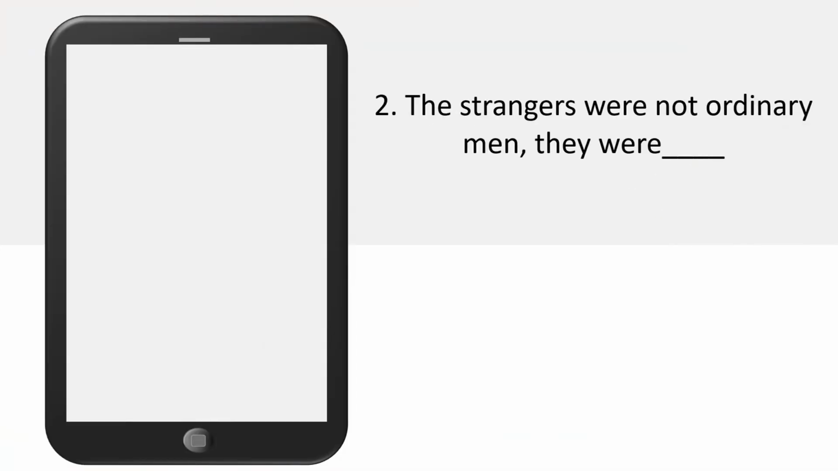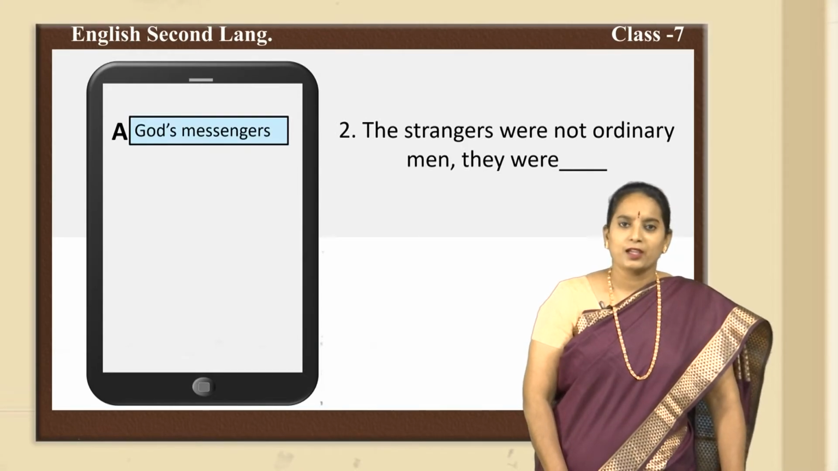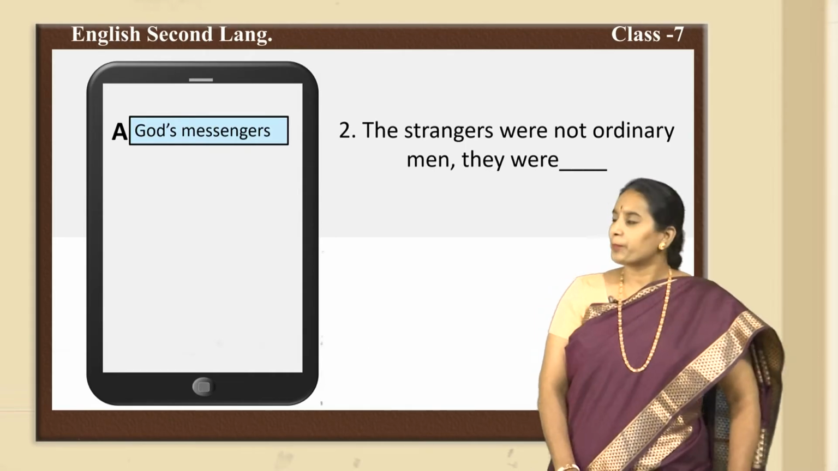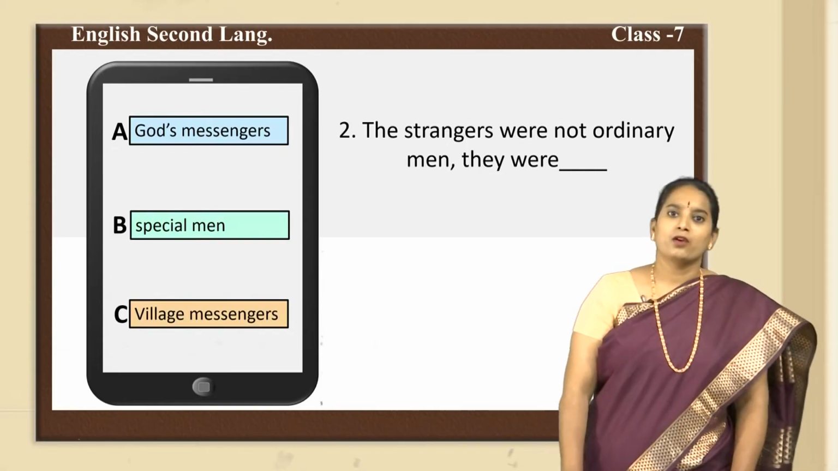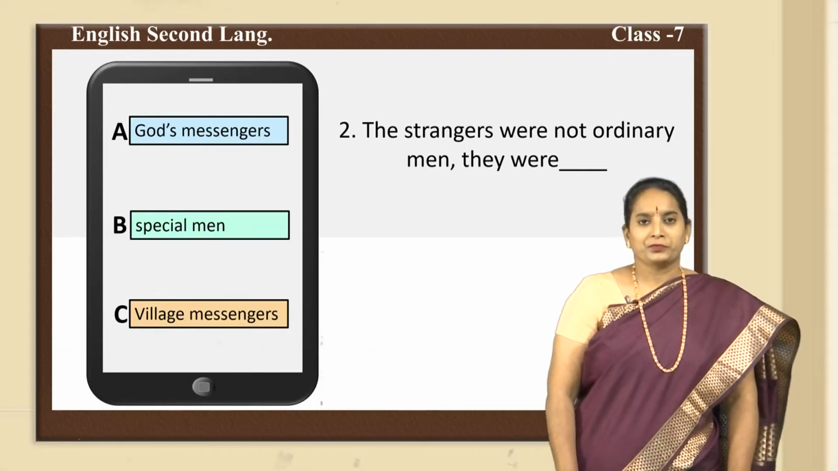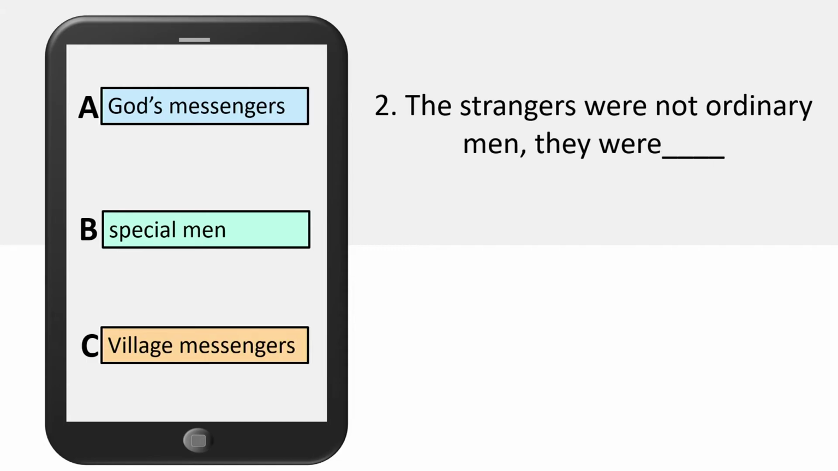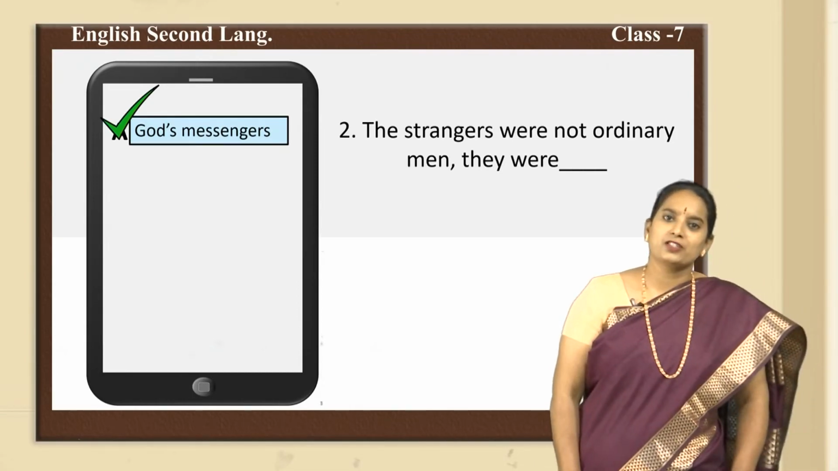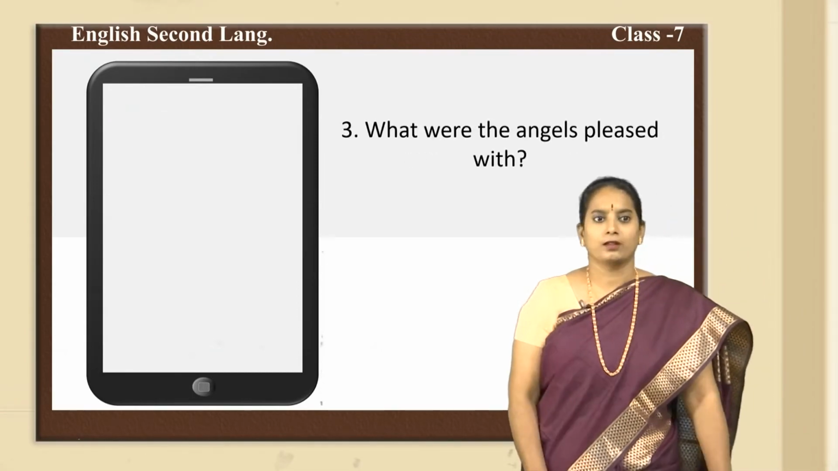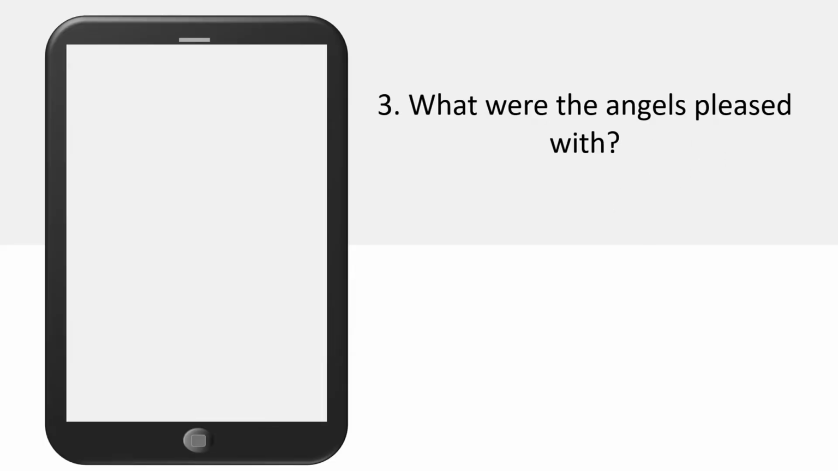The strangers were not ordinary men. They were dash. A. God's messengers. B. Special men. C. Village messengers. What's the right answer? Yes, it is God's messengers. Very good, children. The third question is, what were the angels pleased with?